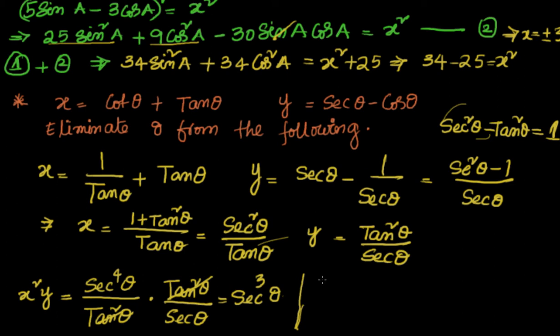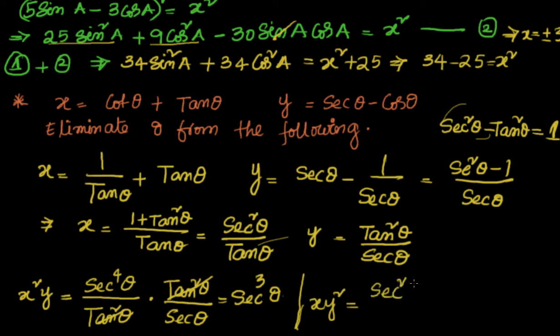Now let us think, I should have only tans. That means my secants should cancel. If my secants need to cancel, I have here secant square theta and here I have secant theta. That means if I square this, then I can cancel this secant square theta and secant square theta. So I will say xy square. Let us go for xy square and see what it is.